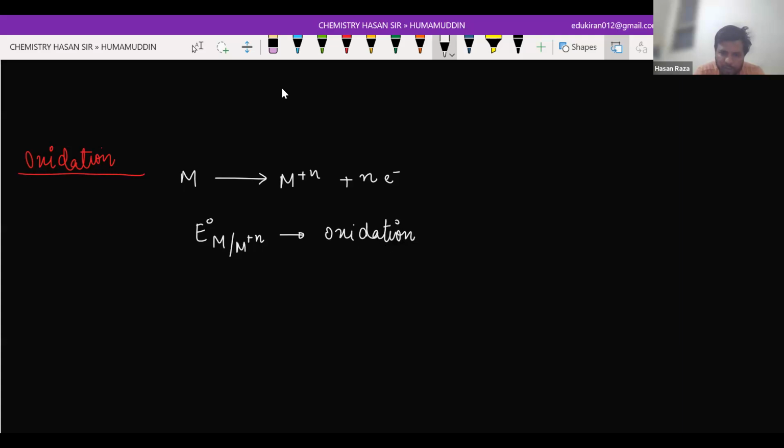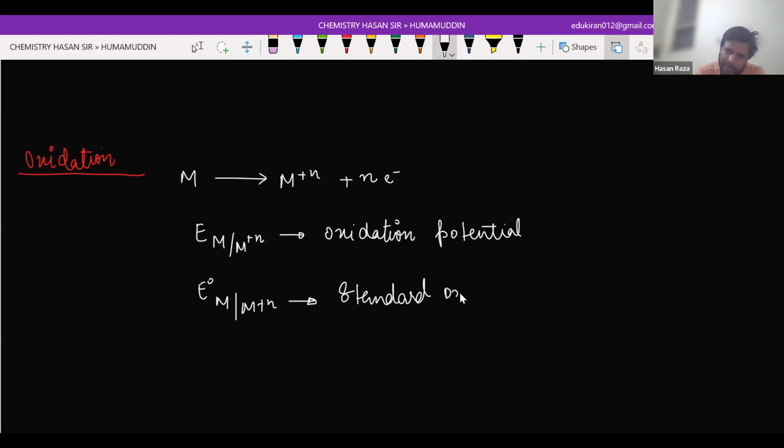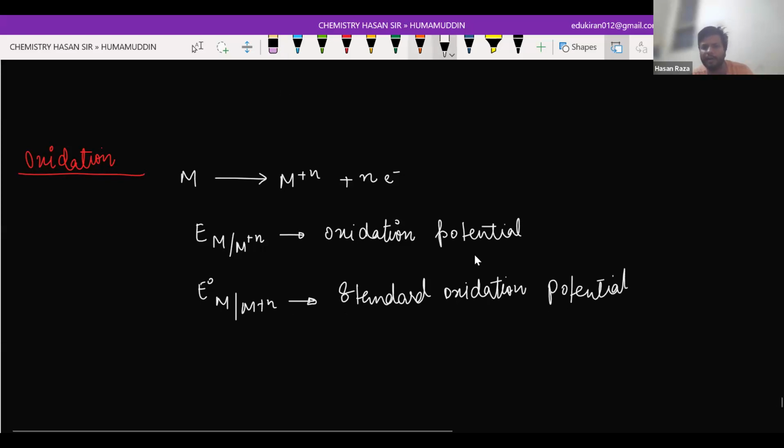Wait a minute, just don't write not here. It is your oxidation potential. Now, if I'm going to write here E naught M slash M plus N, then it will be a standard oxidation potential. A standard oxidation potential.